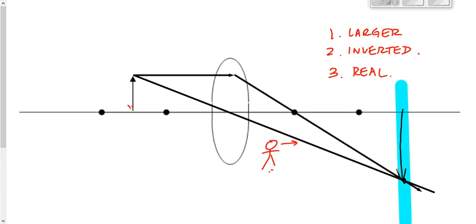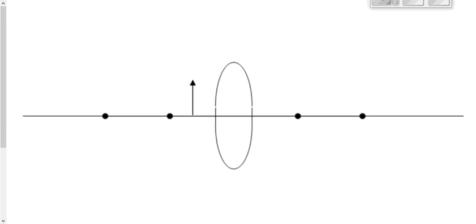Okay, let's take a look at another one here. Let's take a look at this one. This time our object is really close to the lens. It's like a magnifying glass, right? Okay, I got some print on this page in front of me, but my eyes are getting bad. I can't see it very well. So sometimes I might take a magnifying glass, try to magnify that print.